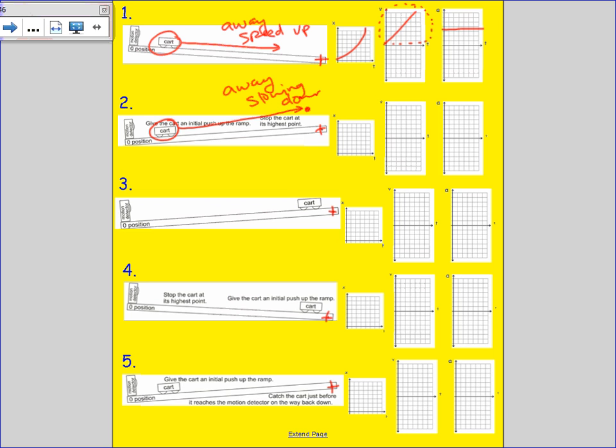What would that position versus time graph look like? Well, it still needs to go away from the origin, but it needs to level off. So it looks something like this. What would the velocity graph look like? Well, it's still moving away from the origin, so it's going to be drawn in the positive region, but it's slowing down. So my velocity graph would look like that. It would be going towards 0 meters per second.